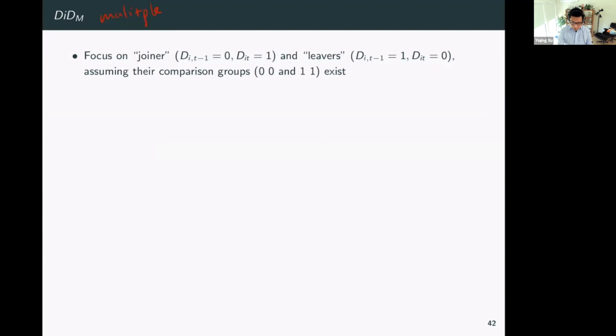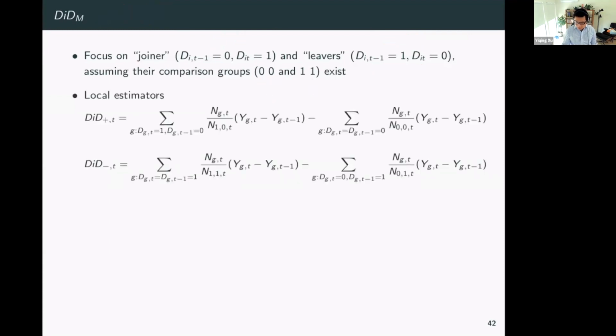So it focuses on joiners. Joiners are units whose treatment status switches from 0 to 1, and leavers switch from 1 to 0. Then, assuming that you can find comparison units for each joiner, where T may be different, and for each leaver. For each joiner, you find units that are 0, 0 at T minus 1 and T as comparison. You're trying to find a small 2x2 DID. For a leaver, you find 1, 1 as a comparison. And it constructs local estimates. So imagine you're doing small matching. You match this unit with this unit, and you match this unit and this unit.